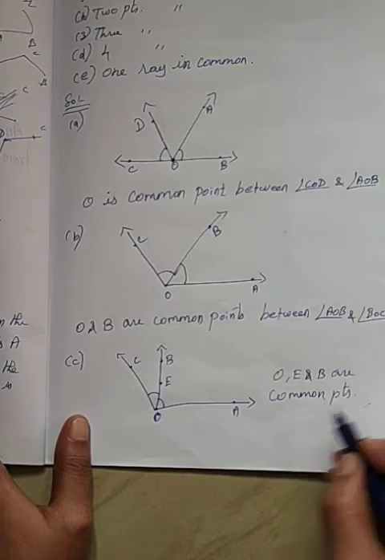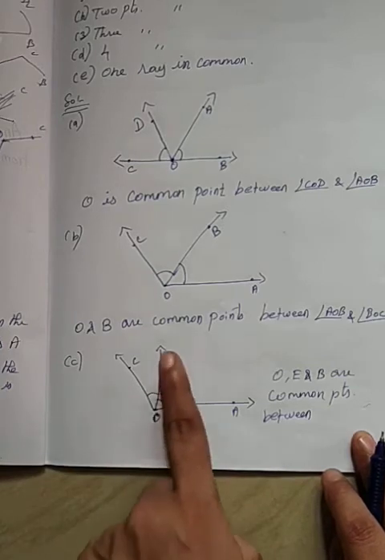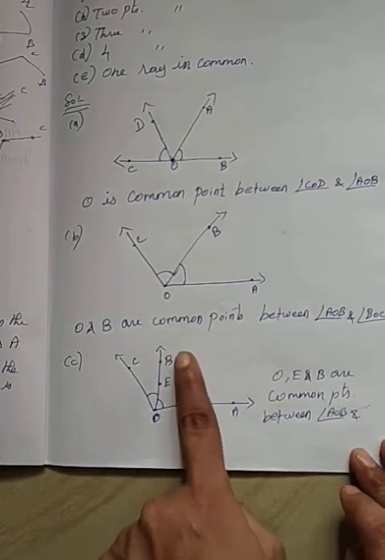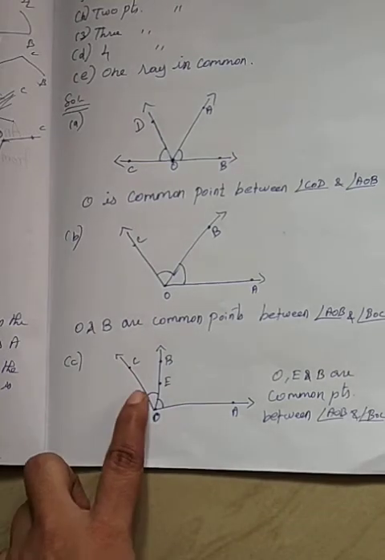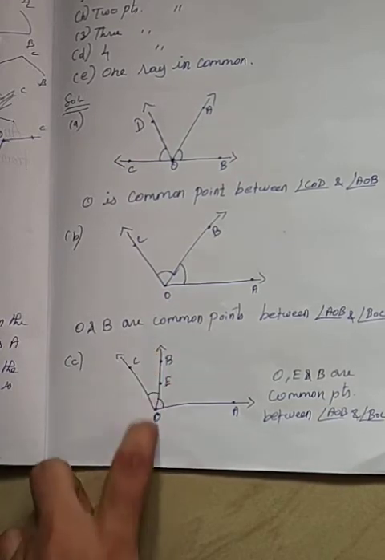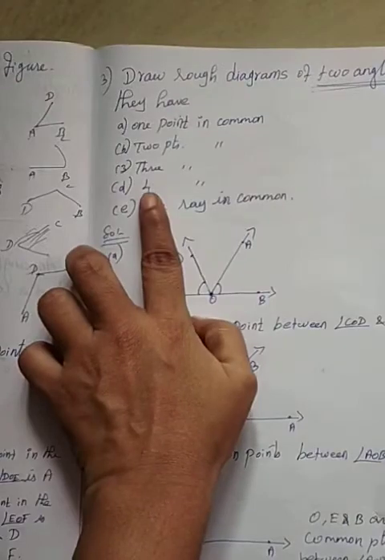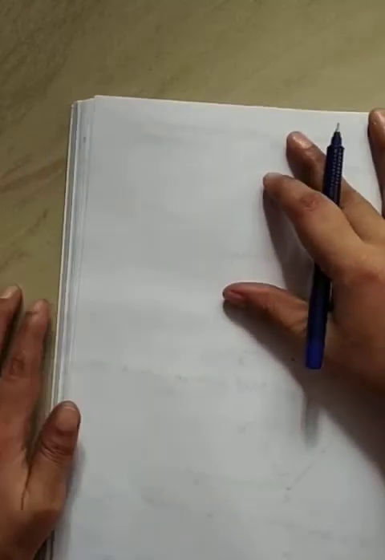Now, between two angles, what is that angle? AOB and the angle BOC. So, two angles, 3 common points. Clear? Now, see the next one. What is the fourth one? 4 points in common, then 2 angles. Okay? See. How can you draw?